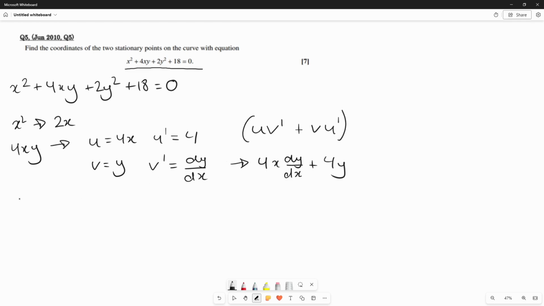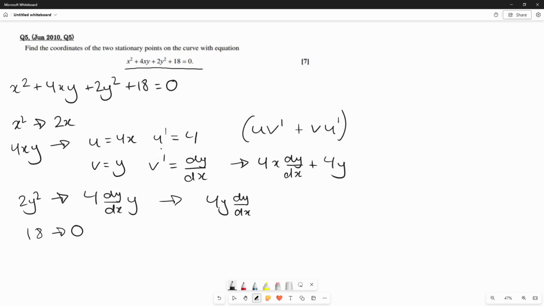Now the 2y squared differentiates into 4y because we bring the power down, we multiply the 2 by the 2. We differentiate y, so we get dy by dx, and we have a y left over. So I'm going to make that nicer: 4y dy by dx. And then 18, of course, will differentiate into 0.